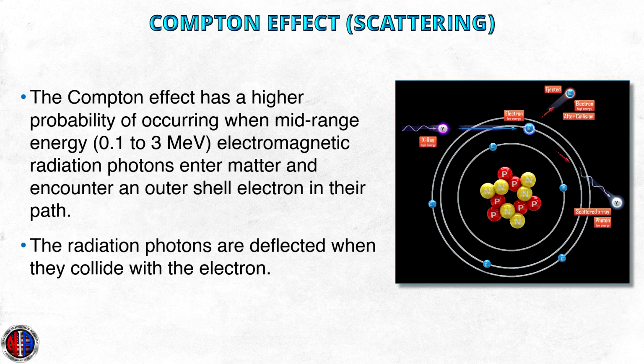Compton effect, also known as Compton scattering. The Compton effect has higher probability of occurring when mid-range energy, electromagnetic radiation photons enter matter and encounter an outer shell electron in their path. The radiation photons are deflected when they collide with the electron.